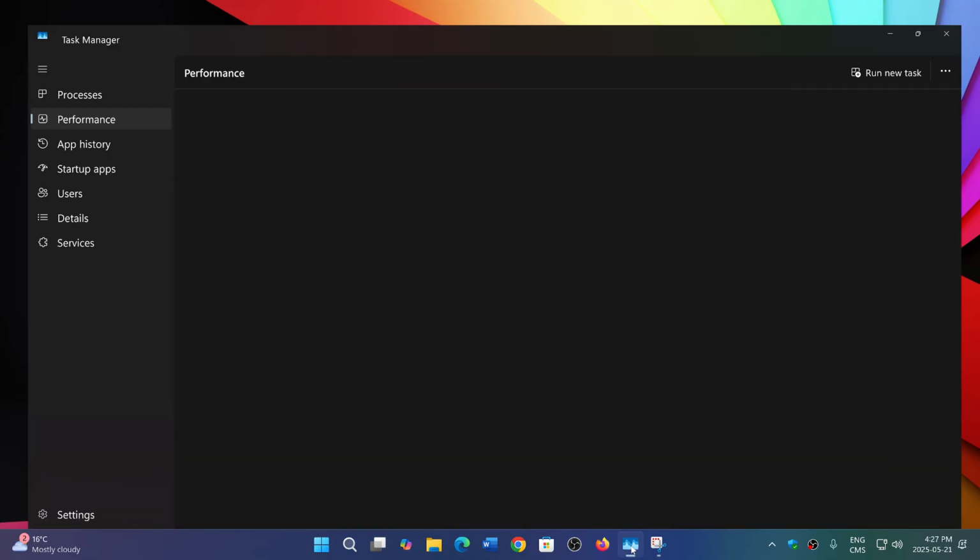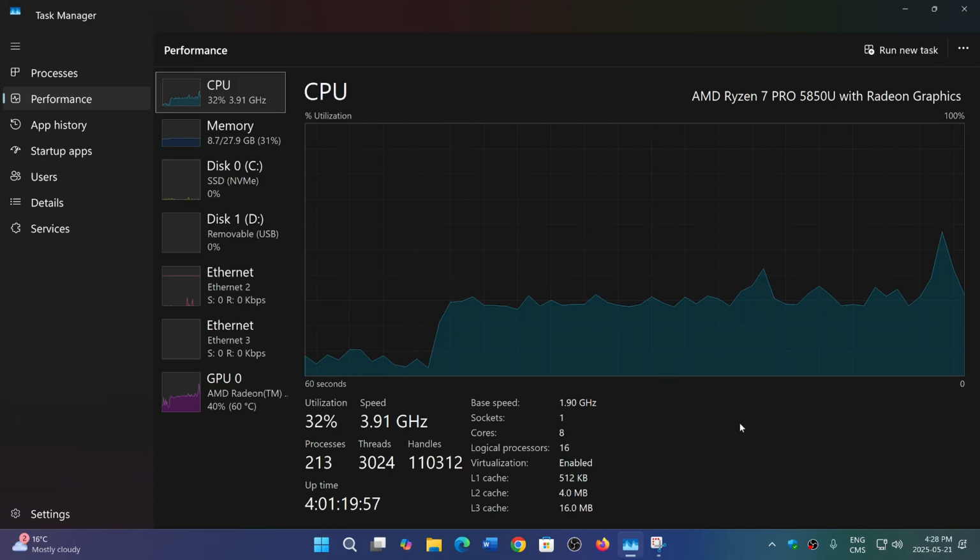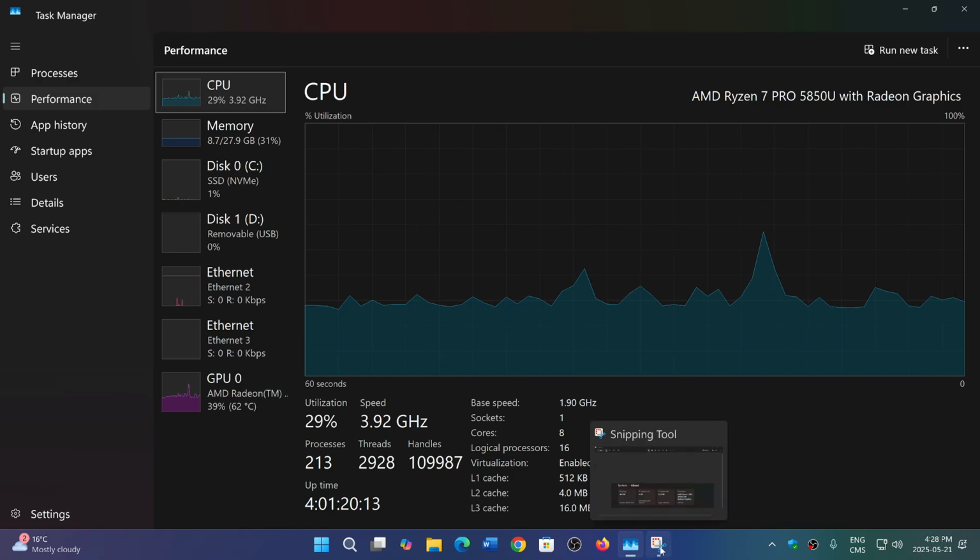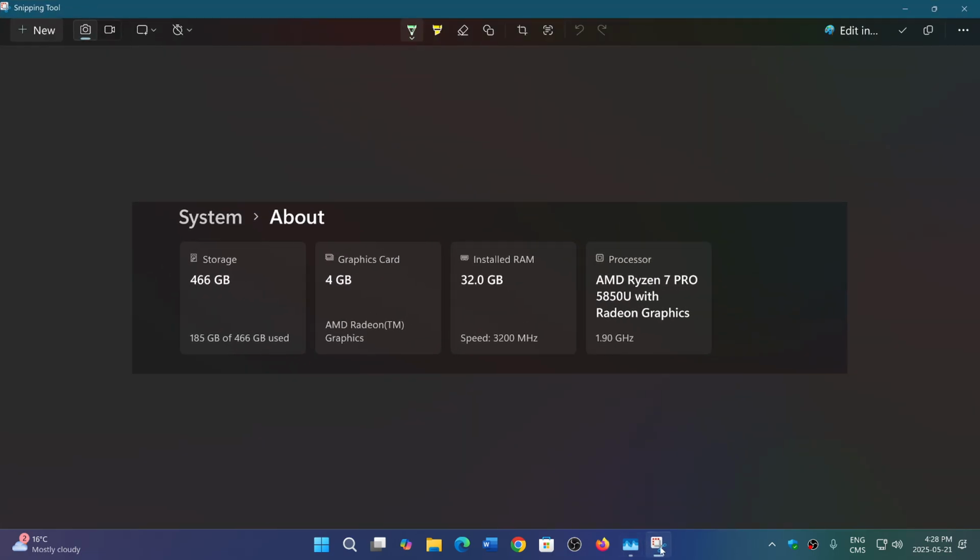For example, a lot of people have been complaining that the Task Manager is not really giving the correct information here. As you see here, it's saying that my CPU is running at almost 4 gigahertz, but yet, if you look here, I took a snapshot of my About page in Windows, which states that the processor is 1.9 gigahertz. And all of this means what? There's two conflicting pieces of info here.